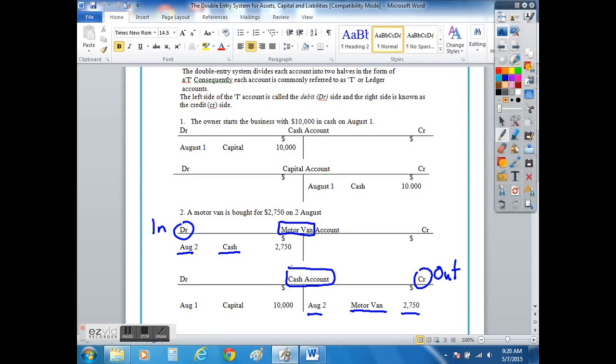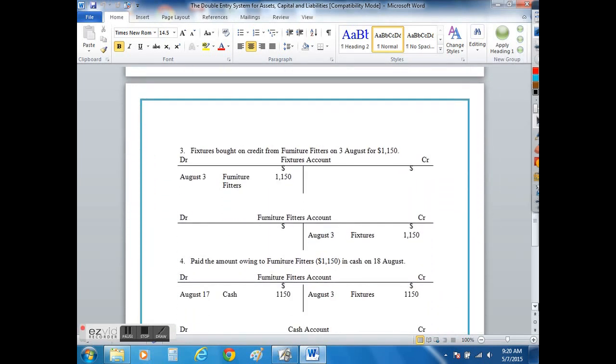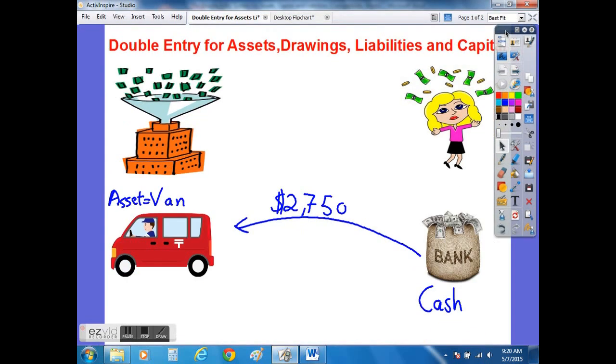So if we look at the third transaction now, we would in this case record the asset of fixtures, but in a slightly different way. Here we've bought fixtures, which are your doors and tables and chairs that we need as an asset to be able to operate or run our business, but we have actually purchased them, if you like, or bought them from a creditor who is happy to take payment at a later date.